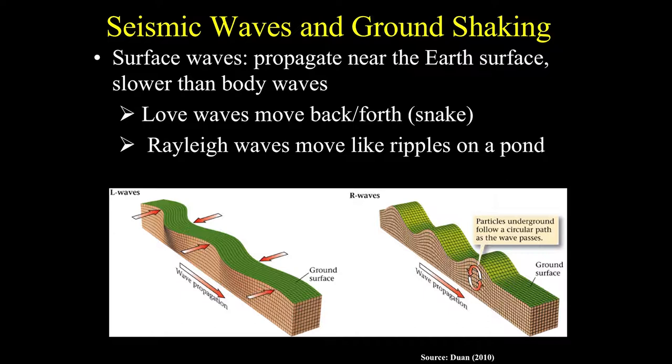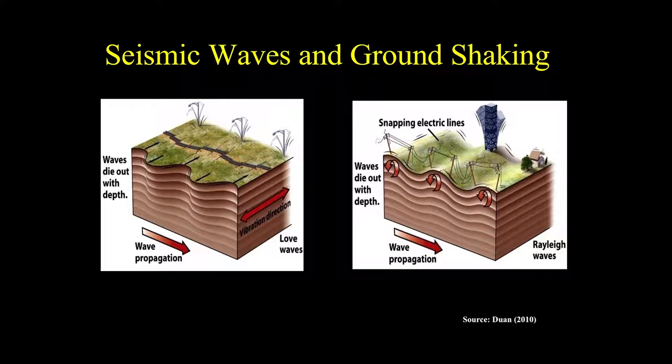Again, there are two types of surface waves. Love waves are waves which move back and forth in a snake-like movement going side to side. Rayleigh waves are waves which move like ripples on a pond in an up and down motion. This is an illustration of how surface waves shake the ground during an earthquake. Surface waves are responsible for most of the damage done to property during earthquakes.